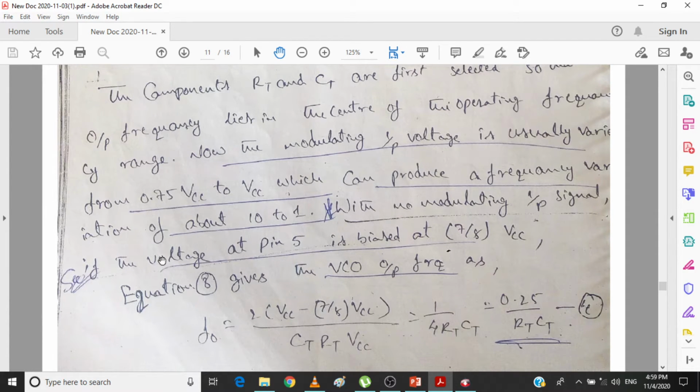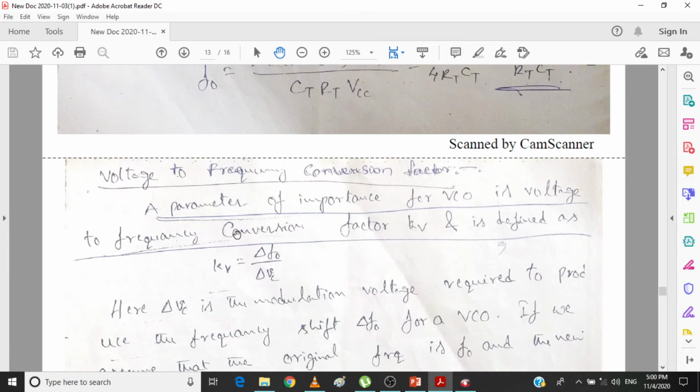Whenever we are taking the voltage controlled oscillator, we define one factor called the voltage to frequency conversion factor, which is indicated with kV. It is the ratio between the output signal frequency and the input modulating signal. Whenever there is a change in the output signal frequency because of a change in the input signal voltage, the ratio between these two is called the voltage to frequency conversion factor. So this is the conclusion of your PLL, phase locked loop.